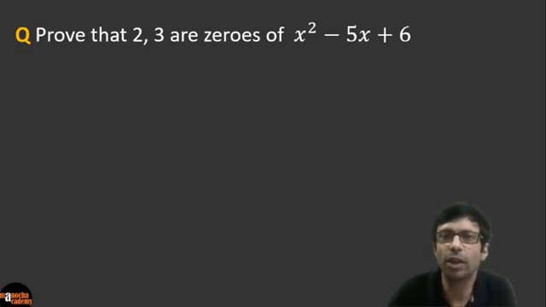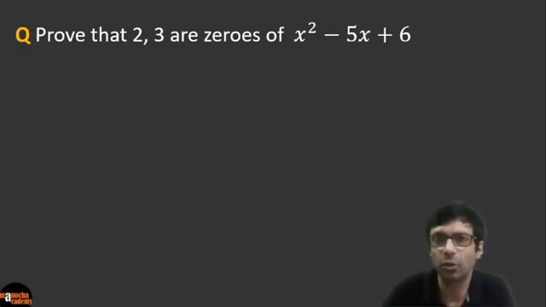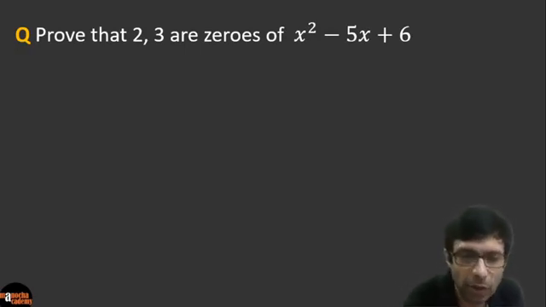Okay, so how do you prove that 2, 3 are zeros of x squared minus 5x plus 6? Somebody is saying by factorization, somebody is saying by verification. Okay, so how do we find this, right? Actually, you don't need to factorize here. This question is pretty simple. So we'll just do it by verification, right? Someone said that correctly, I missed the name.